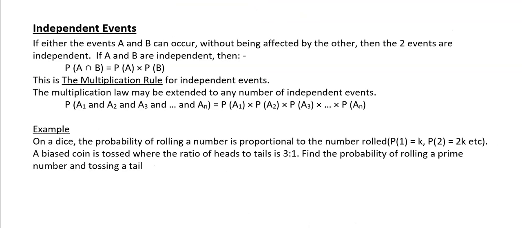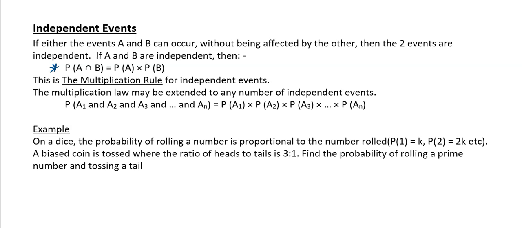Next up, we have independent events. So a couple of rules for independent events. If either of the events A and B can occur without being affected by the other, then the events are independent. If A and B are independent, then you can say that the probability of A and B is equal to the probability of A times the probability of B.